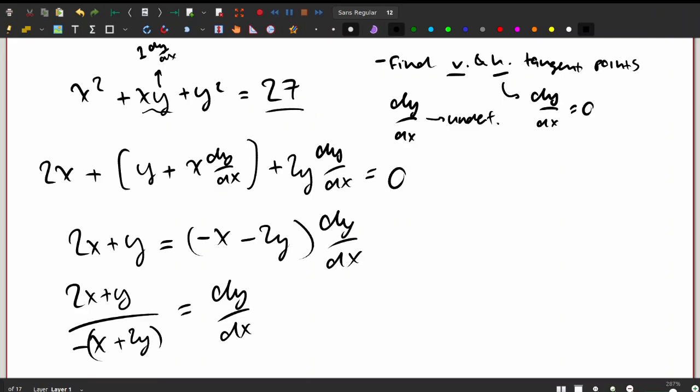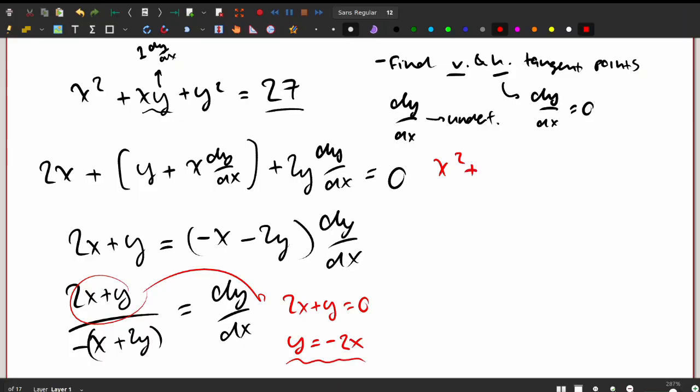Now to find where the derivative is 0, all we have to do is find where the numerator is 0. And therefore, we're going to turn that into 2x plus y is equal to 0, y is equal to negative 2x. Now, we don't actually know what point this is yet until we plug it back into the function. So let's do that right now.